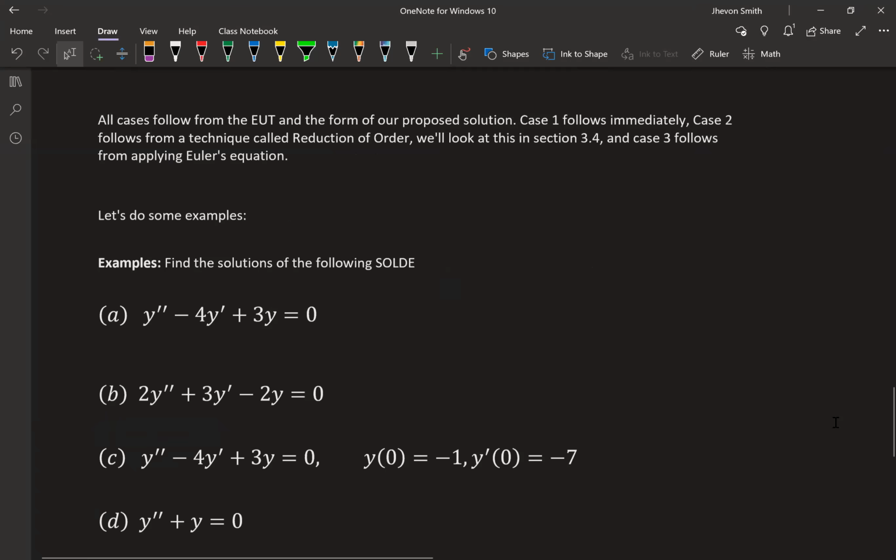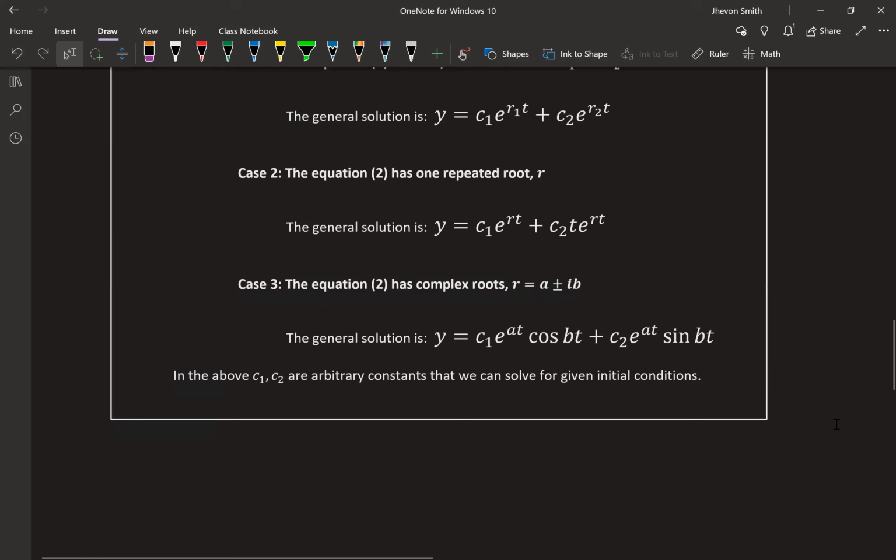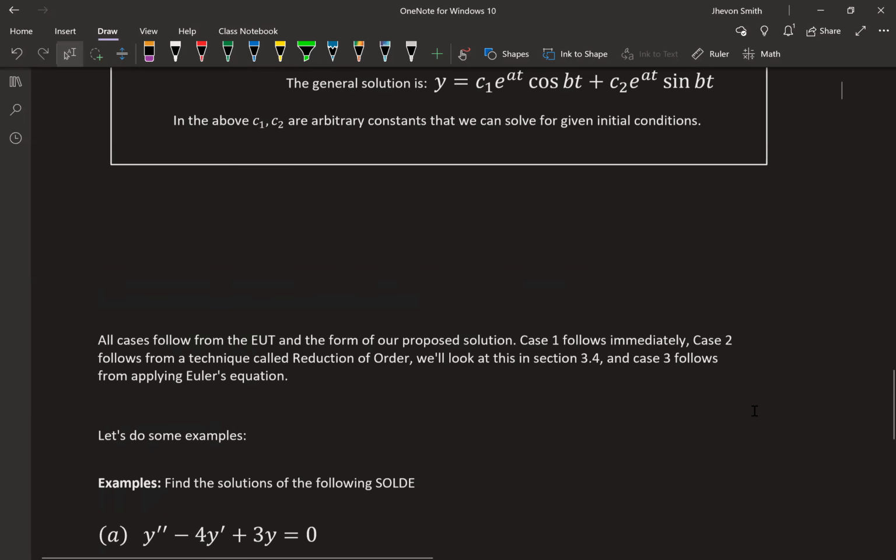So we are going to do some examples now of solving differential equations in this form.